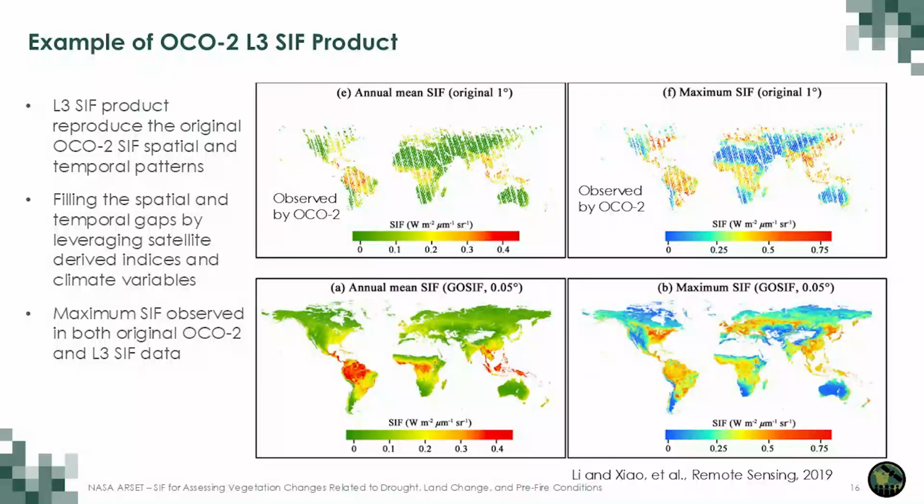You can see that the level 2 SIF products still have some temporal gaps and some spatial gaps, while the level 3 products have this very nice wall-to-wall coverage but retain the spatial characteristics of the level 2 products. For example, both show the maximum SIF values over the Midwest in the maximum SIF maps.